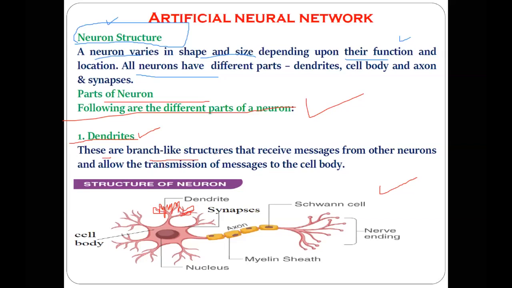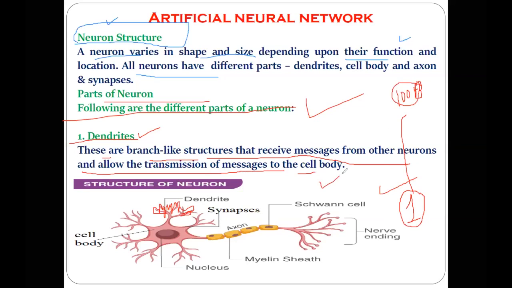Like a tree has different branches, like that. This is a tree-branch-like structure that receives the message from other neurons and allows the transmission of the message to the cell body. Now this is just a single neuron. All of you are getting this is just a single neuron. Like this, how many neurons are present in our nervous system? 100 billion. Correct.